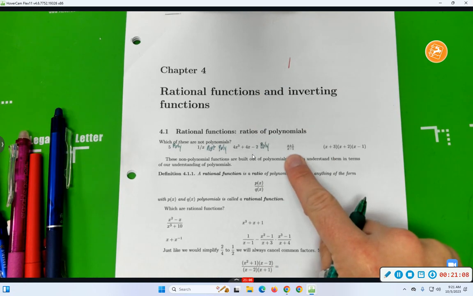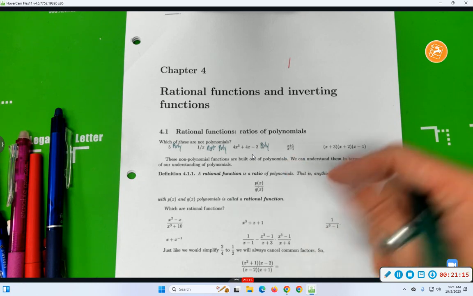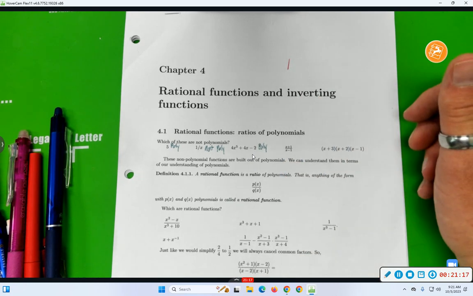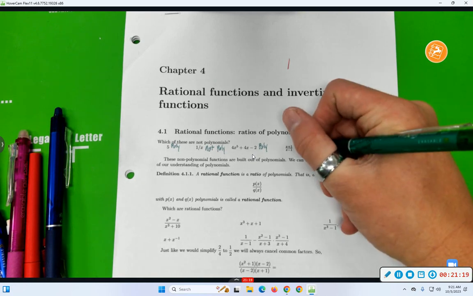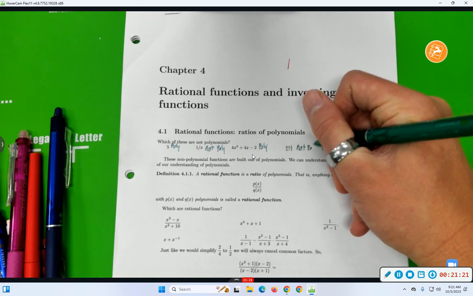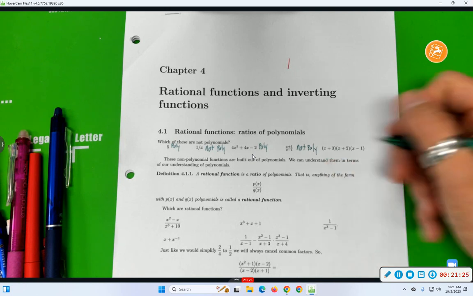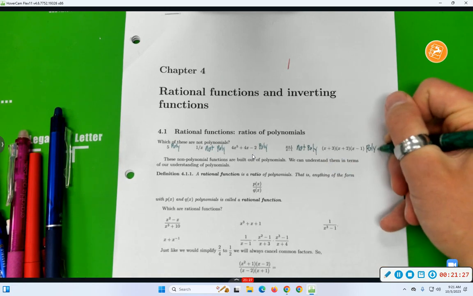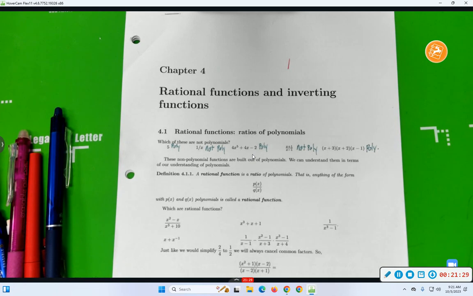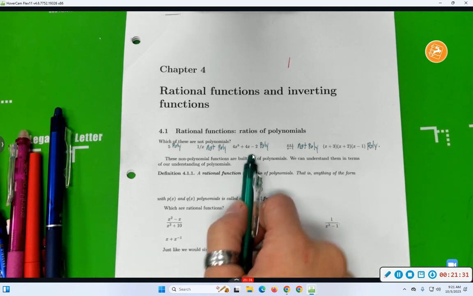Next one, polynomial or not? I just see some people saying no. Cool. You're not allowed to divide by things involving x in polynomials. Next one, polynomial or not? You could FOIL it out and get it to look something like that.